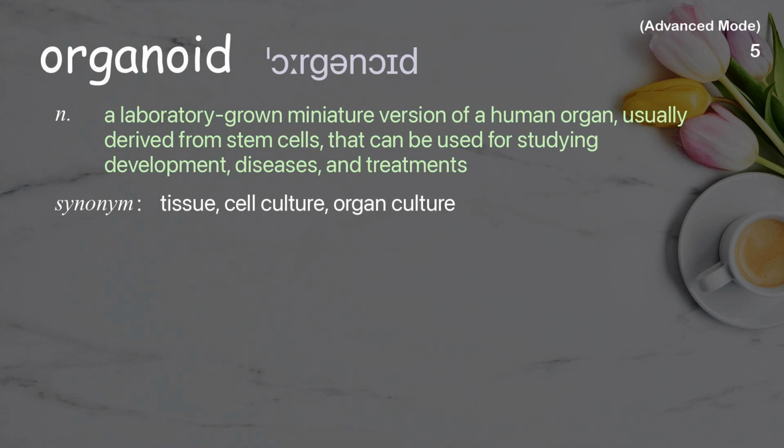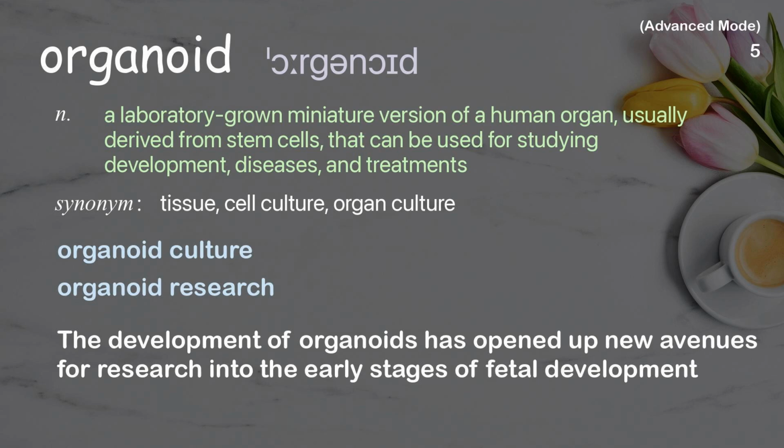Organoid. A laboratory-grown miniature version of a human organ, usually derived from stem cells, that can be used for studying development, diseases, and treatments. Examples: Organoid culture. Organoid research. The development of organoids has opened up new avenues for research into the early stages of fetal development.